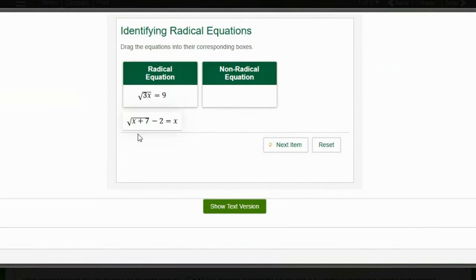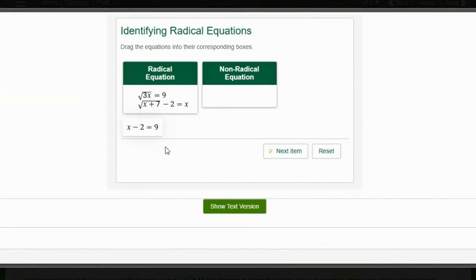How about this one? Put that in the chat. Is this a radical equation? The square root of x plus 7 minus 2 equals x. We'll see who's left, who fell asleep. Libya says, yes, this is a radical equation. Braylon's with it. Yeah, there's an x that's not underneath the radical, but there is an x underneath the radical. That is a radical equation.